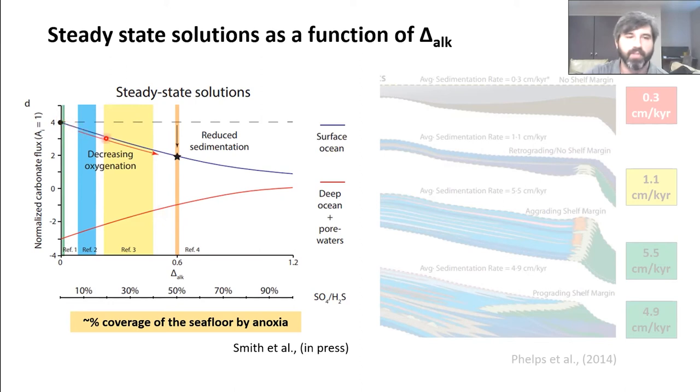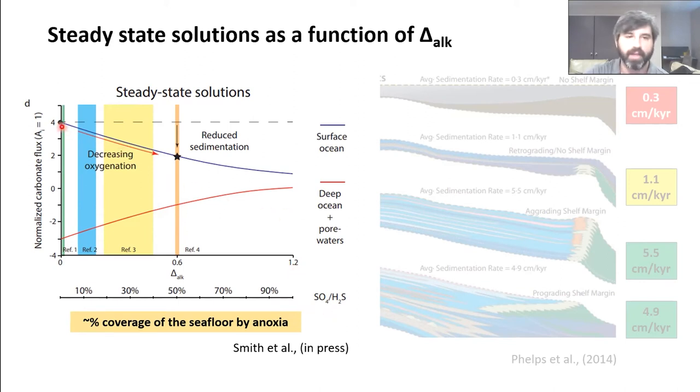And what I've done here is plot the difference between the surface ocean and the deep ocean as a function of how much of the ocean's floor is covered by anoxic water masses. So I would say that the leftmost side here is a representation of what our Earth looks like today, where virtually all of the ocean's floor is covered by oxygen. And then the right here would be the latest Precambrian, where we think there's still very little oxygen in Earth's oceans, and that most organic matter is being respired by sulfate reduction.